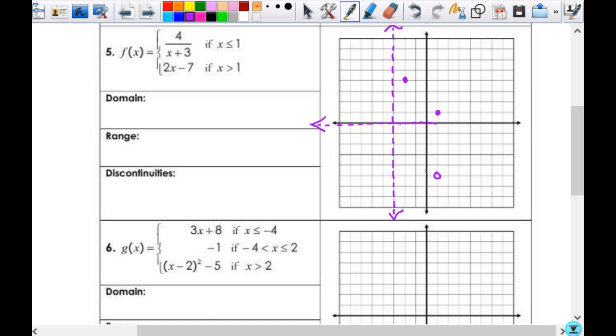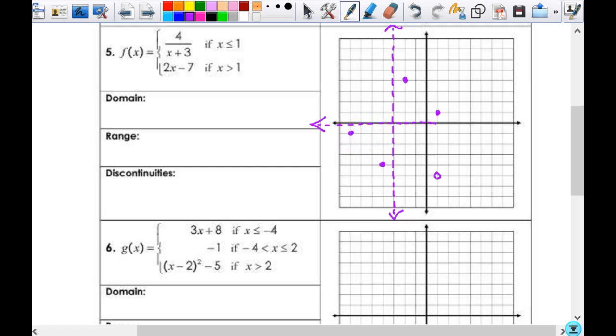Then my other anchor point is -1, -1. Do a vertical stretch by a factor of 4. So my y value becomes -4. Then I translate to the left 3. Go back to -1, -1. Do a horizontal stretch by a factor of 4. So my x value becomes -4. And then translate to the left 3.